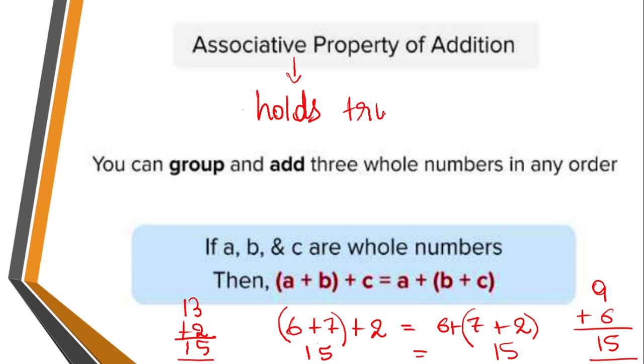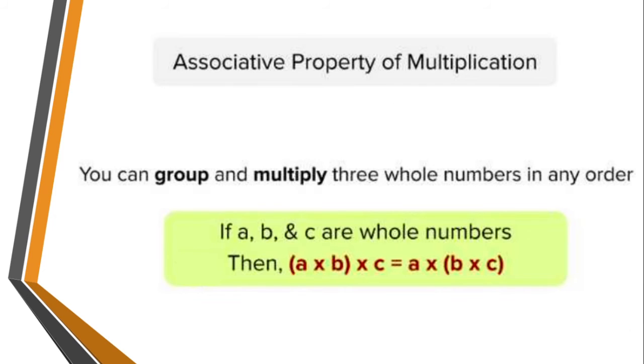So addition holds true for associative property. Now let's see associative property of multiplication. So now let's learn associative property of multiplication. So you can group and multiply three whole numbers in any order.